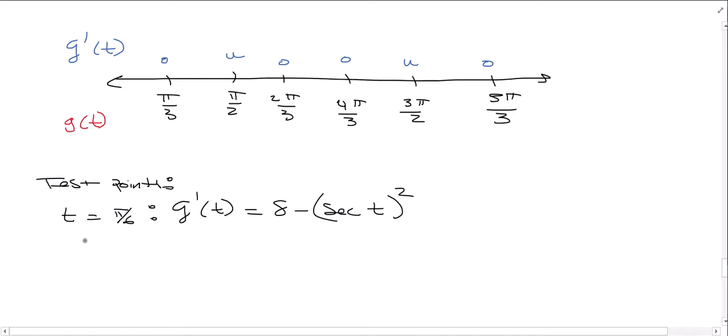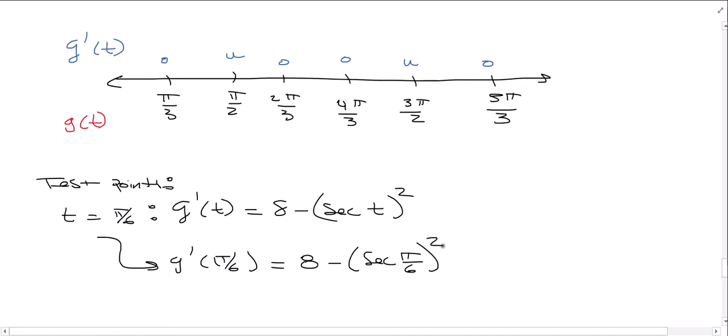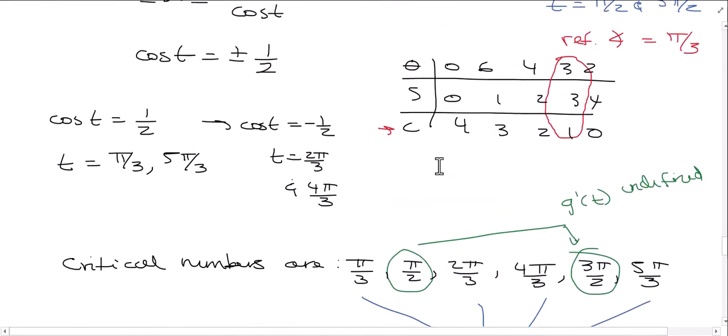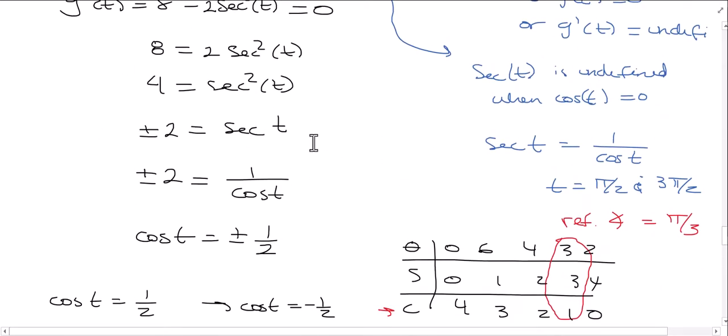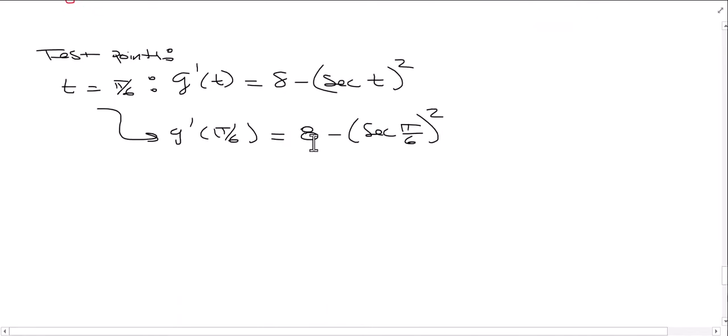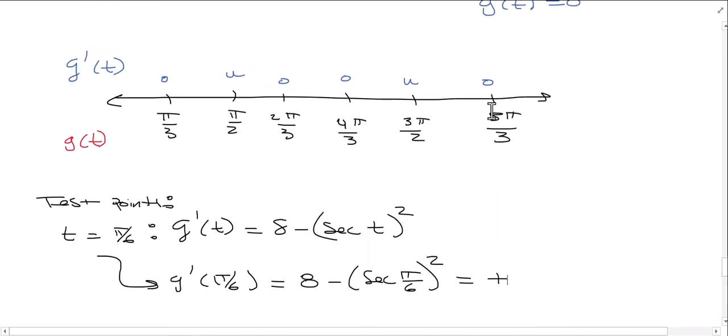So when t equals pi over 6, what's g prime of pi over 6? It'll be 8 minus secant of pi over 6 squared. What's secant of pi over 6? Well, we know it's going to be 2, because that came from a critical number. So 2 squared is 4, and 8 minus 4 is positive. So I know that on this interval the derivative is positive, which means that the function is increasing.